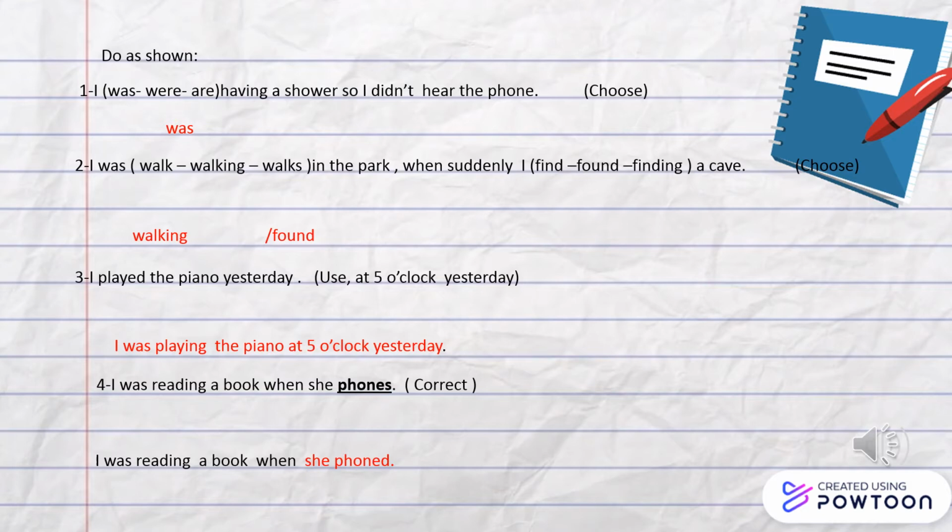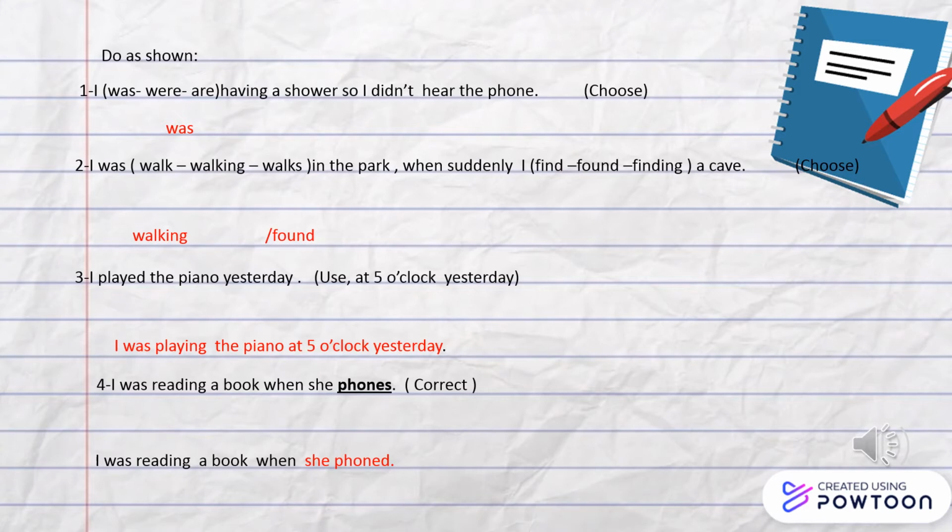Next question. I was, walking, walks in the park, when suddenly I finding a cave. Choose. Excellent job. The answer would be walking and found. Why did we choose these verbs? As you notice in this sentence, we connect using when. The verb which comes after when, we put in the past simple tense, and the verb which comes before it, we put in the past continuous. So the sentence will be, I was walking in the park when suddenly I found a cave.